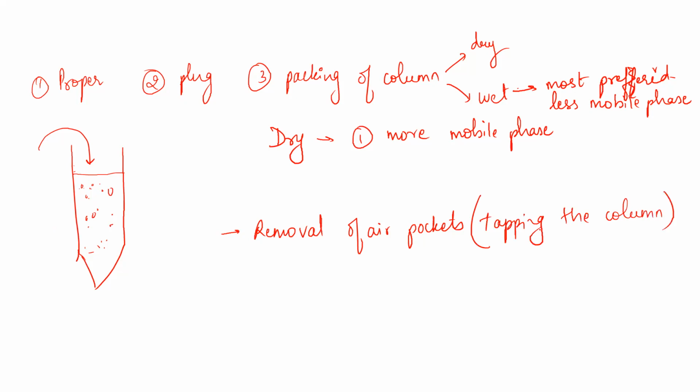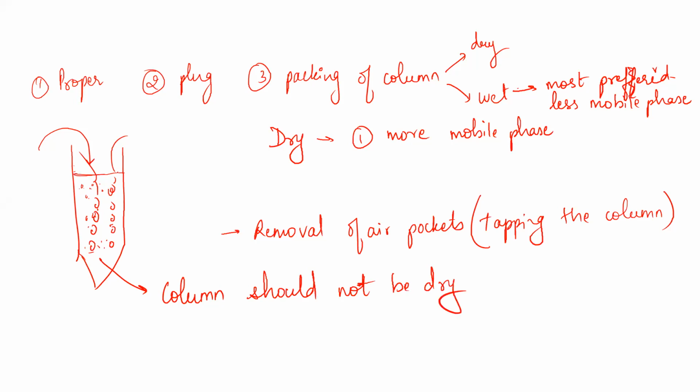When you tap the column, the air pockets are going to come up and escape. So when you fill the column, tap it and remove the air; it comes out in the form of bubbles. Now the column should never be dry. Column should not be dry ever. So when you pack it, even if it is moist, you need to make sure that one layer of mobile phase is always there.